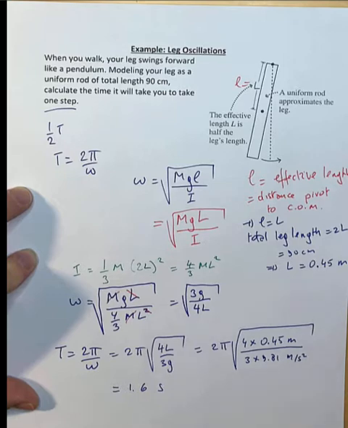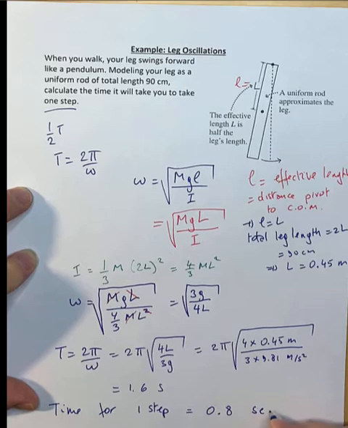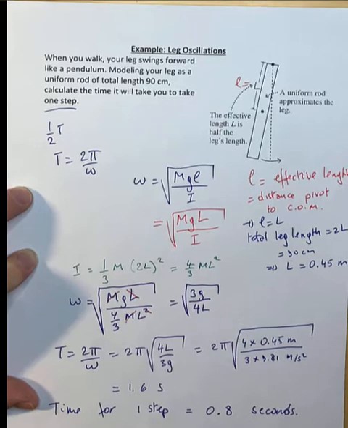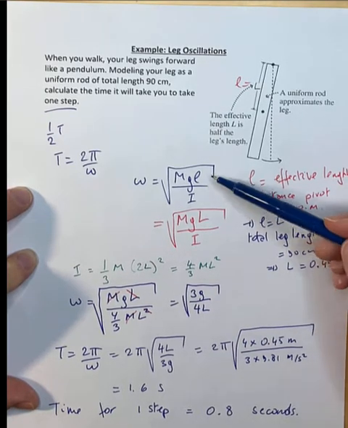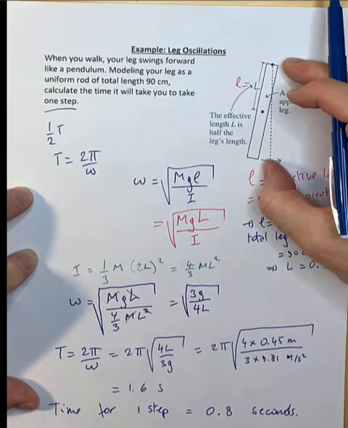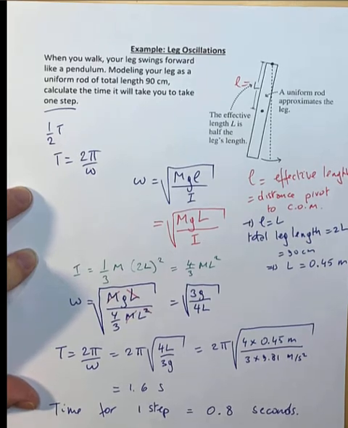Okay, and so the time for one step is going to be half of that. So the time for one step is going to be 0.8 seconds. Okay, and so it's not difficult, but if you would mess up the length, for instance, if you would be using the full length rather than the effective length, of course you would not find the correct answer. So pay attention and don't go too fast.